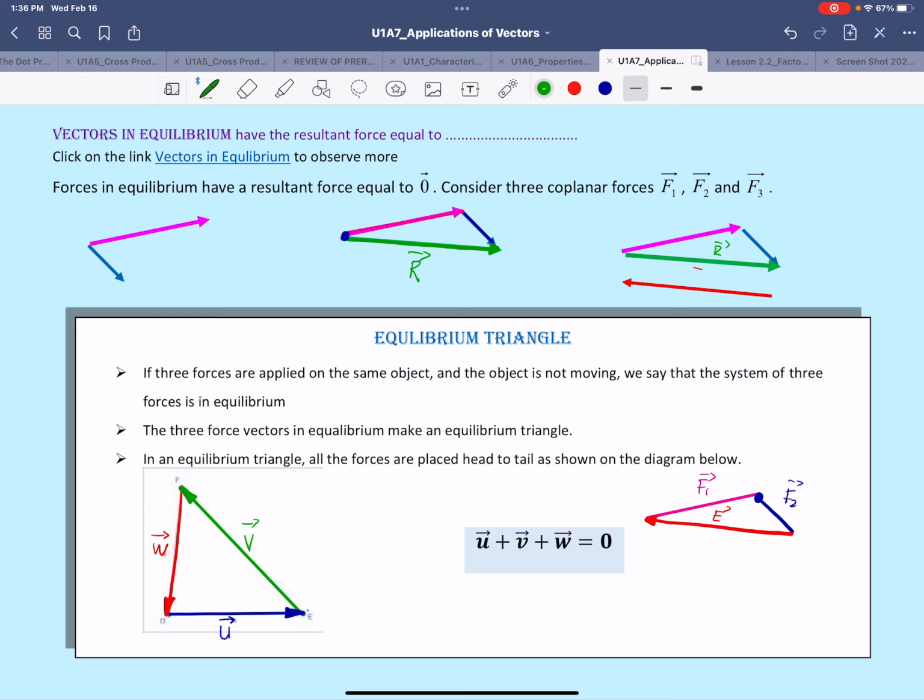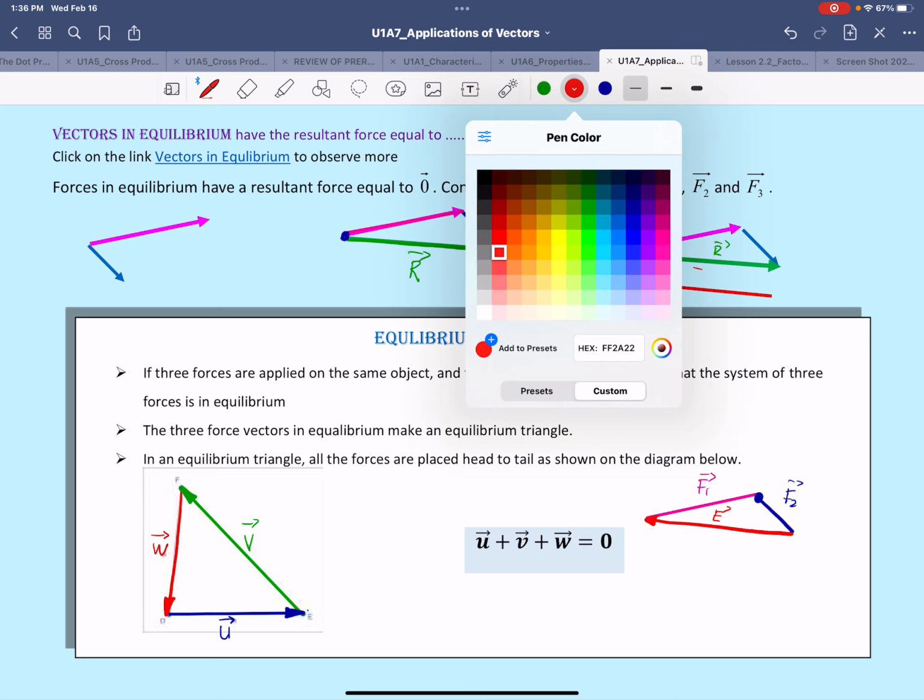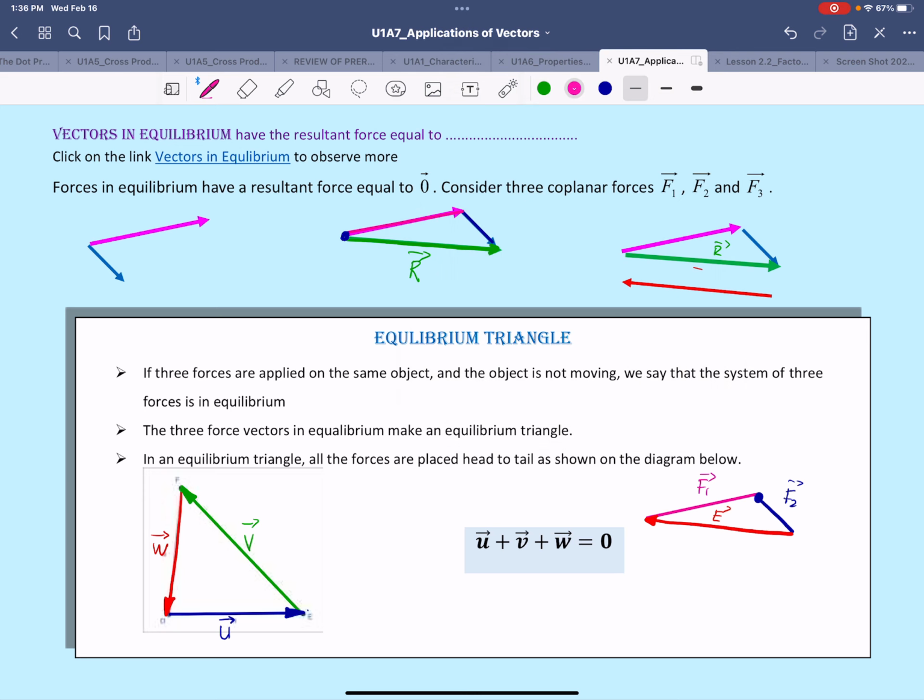Now, I want us to pay attention to the way that the vectors are connected to each other. Remember that F1 is going this way, F2 is going this way, and F3 has the head pointing this way. As you can see, the three vectors are all connected to each other, head to tail. When we connect three vectors, in this case that represent forces, head to tail, we say that we have formed an equilibrium triangle.